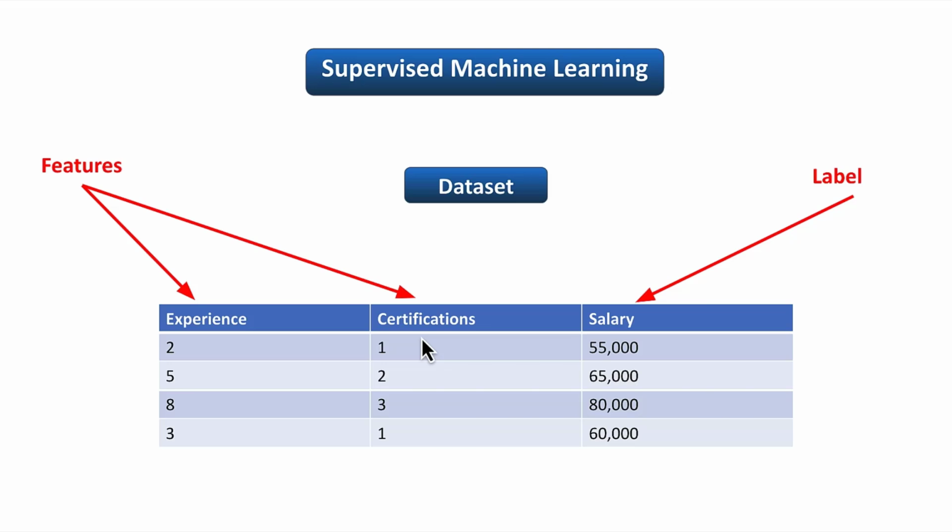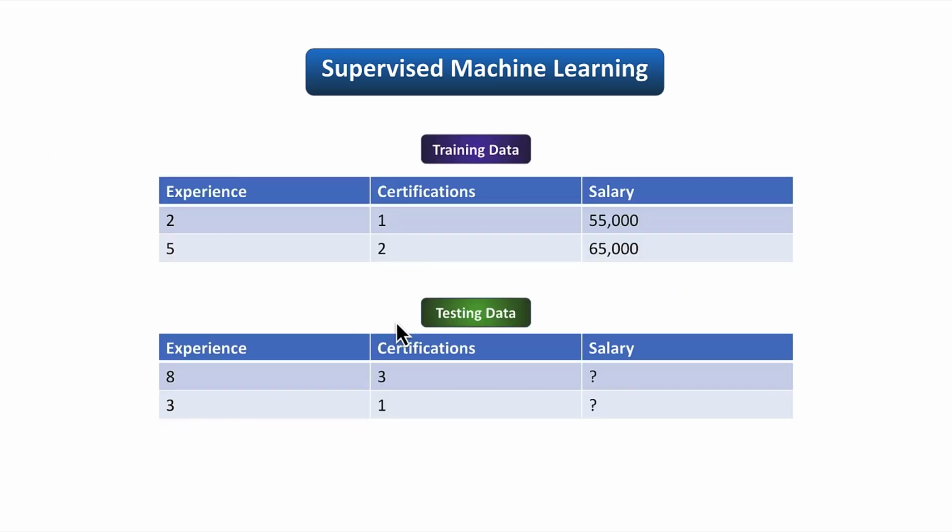So in supervised machine learning, when we are going to train our model on this dataset, firstly we are going to divide our dataset into these two parts. On training data, we are going to train our model, and then for testing our model, we are going to use this testing data. Here we are only going to pass the experience and certifications to the model, and our model is going to predict the salary of a person.